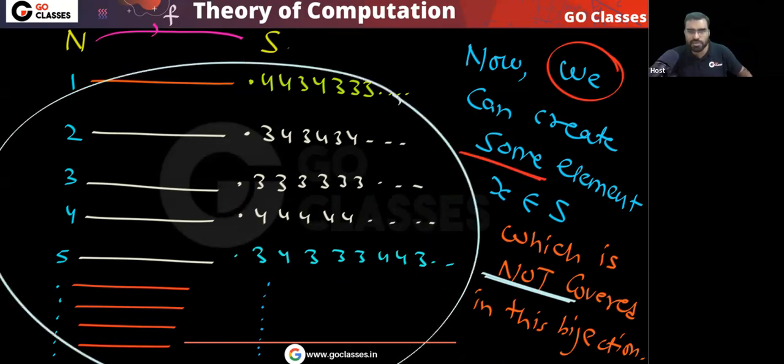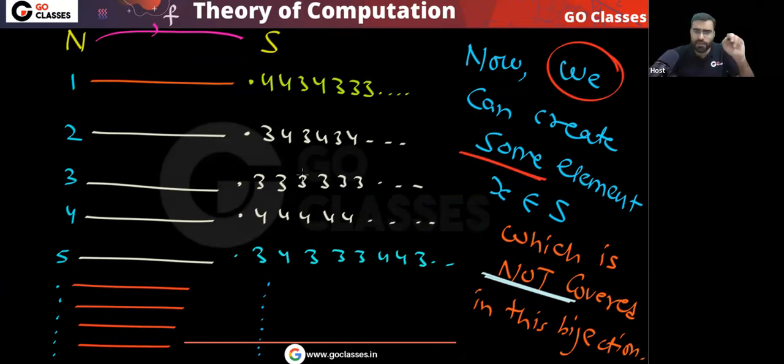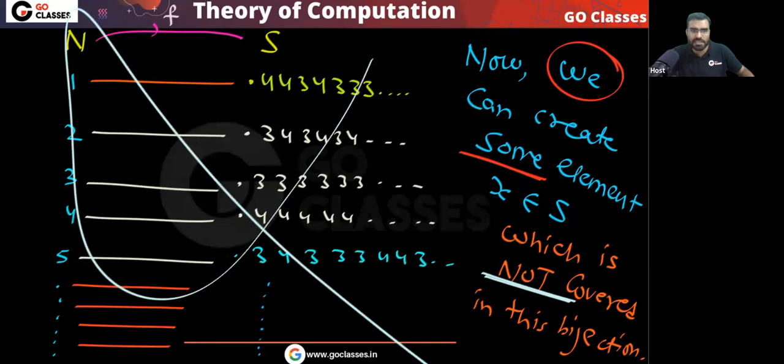See, this is a random bijection, or not? Did I take some specific bijection? No, I am taking some random bijection. You can take any bijection you want. Whatever bijection you create between N and S, I will create some element which you have not covered. This is a very simple game. So if I can create some element which is not covered by this bijection, then I can say this is not a bijection.